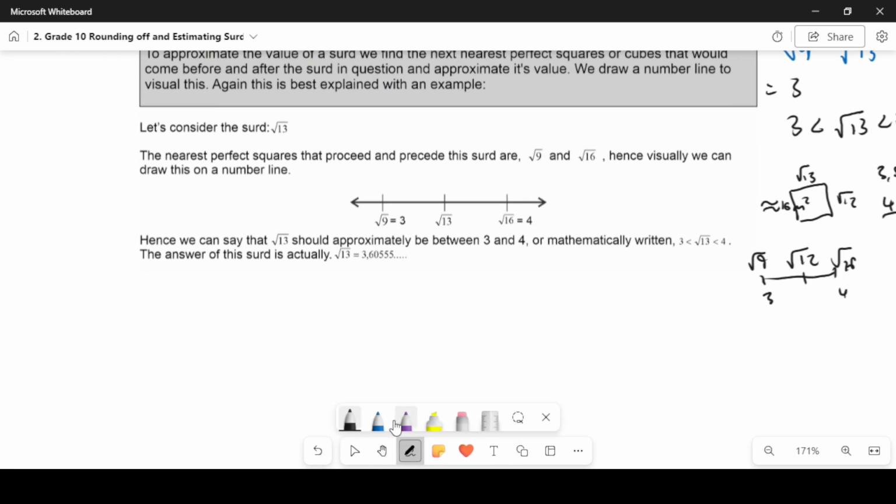All right, let's do another example. Let's say you need to find the value of the square root of 59. This is where you need to know your perfect squares. The perfect squares around 59 are 49 and 64, the square root of 49 and the square root of 64. So we can say that the square root of 59 lies between 7 and 8. And if you find the actual value, it's equal to 7,68 and so on. So you can see how you approximate surds.